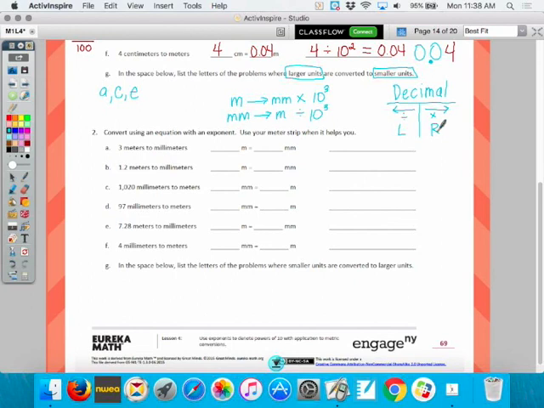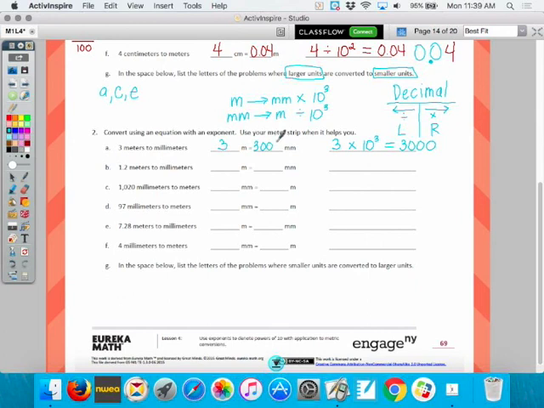Okay, so 3 meters, convert it to millimeters. What problem will I do? 3 times 10 to the third power equals. Okay, what trick will I use to do this? The zero trick. 300? The 3,000. Very good, 3,000. You knew that, didn't you?